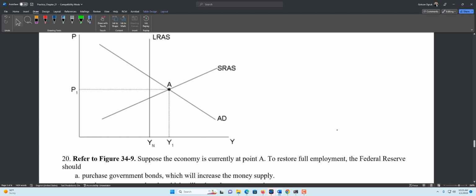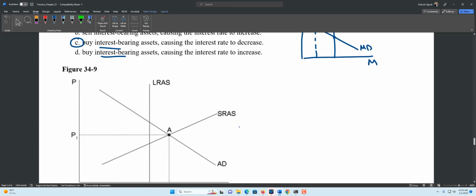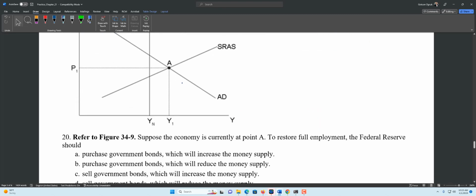Question 20, we have again a figure here. This is aggregate demand, short-run aggregate supply and long-run aggregate supply curve. And the economy is at equilibrium at point A. To restore full employment, we need to shift the aggregate demand curve, right? Because if we shift the aggregate demand curve to here, then we go back to the potential output level.